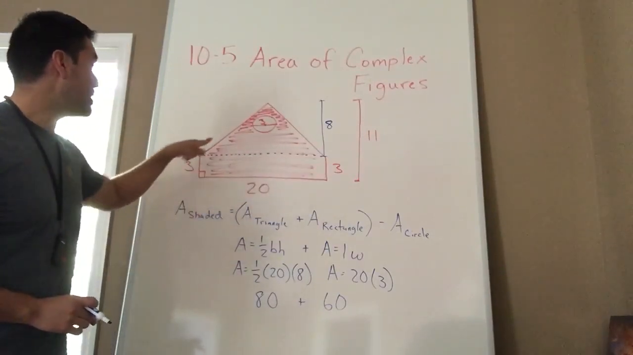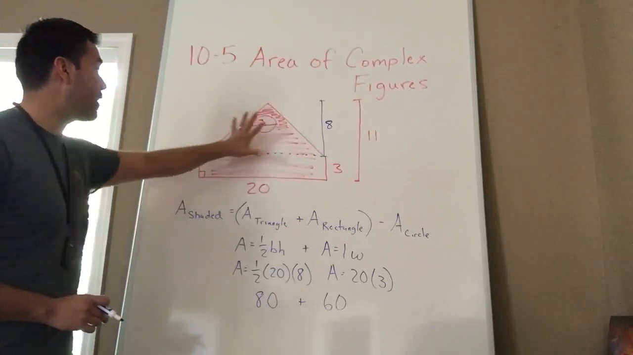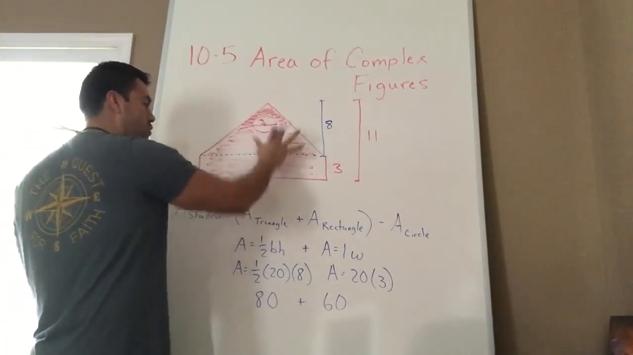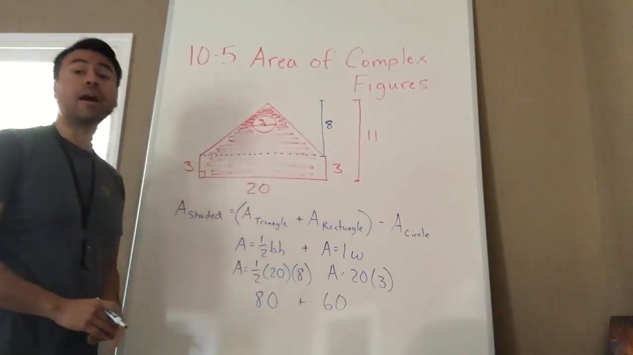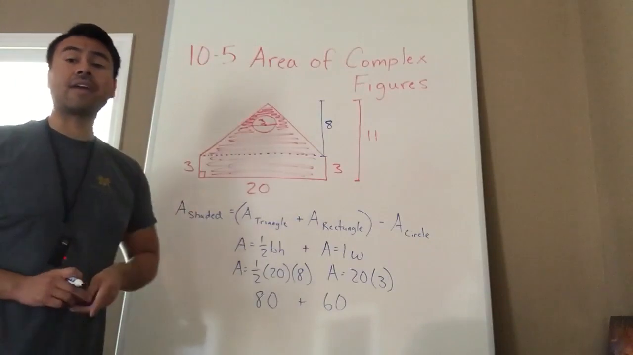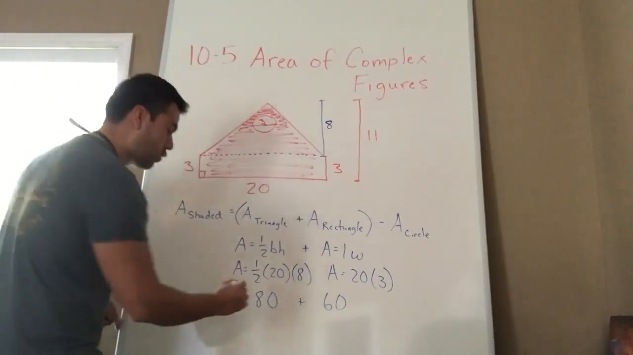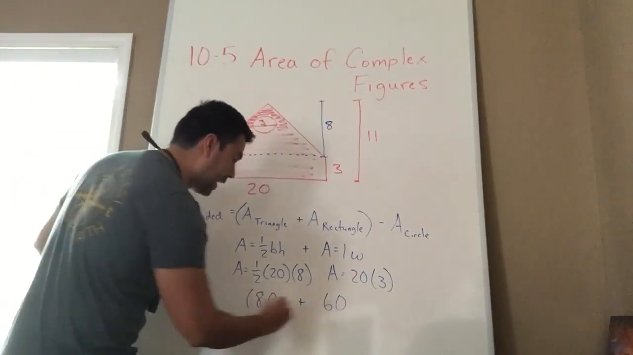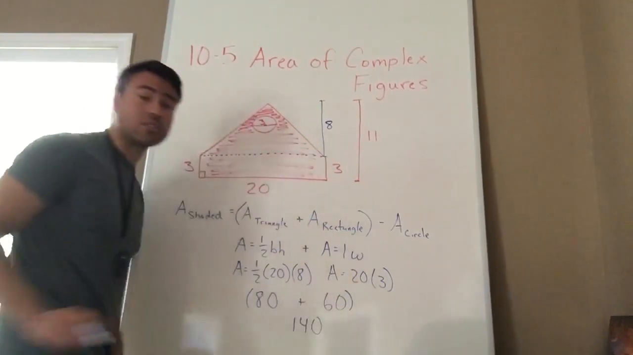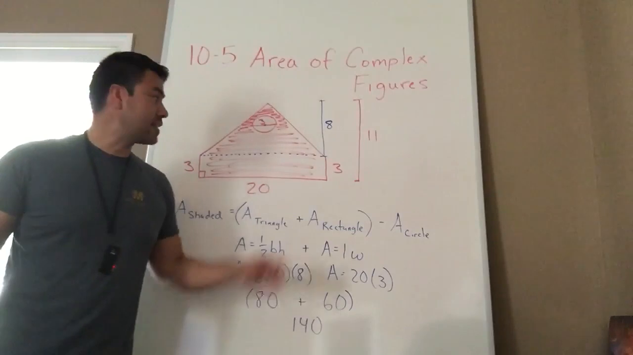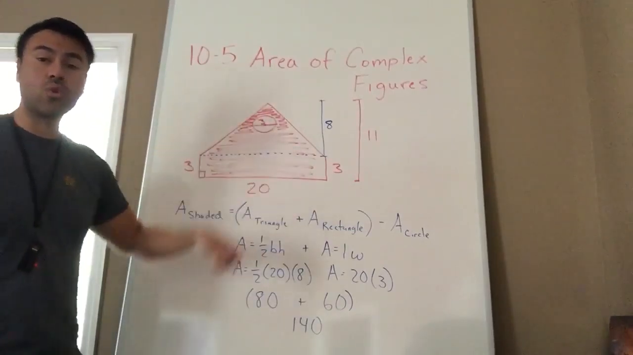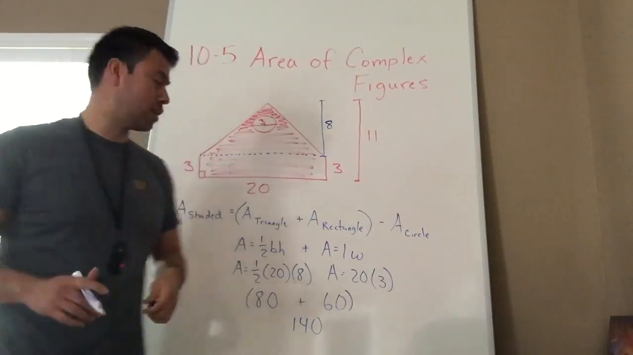So right now I have 60 plus 80. If I didn't have the circle, I could find the area of both shapes just by adding those up. But the circle is unshaded, which means I have to subtract that amount. So first of all, what is 80 plus 60? It's 140. So that's not the final answer. That's the area of everything combined. But I want to take away the area of the circle because that's not part of the shaded portion.